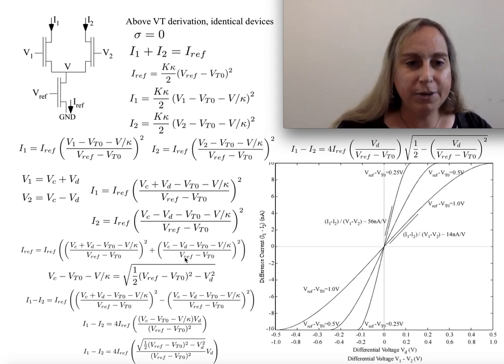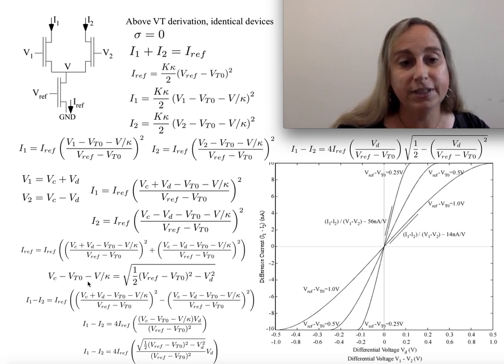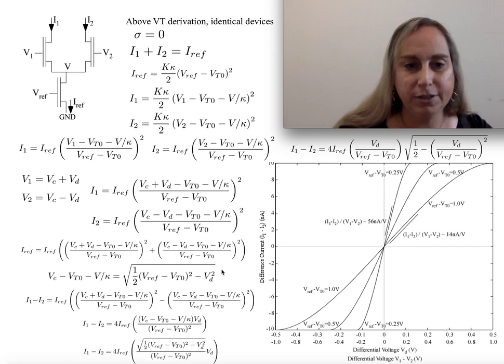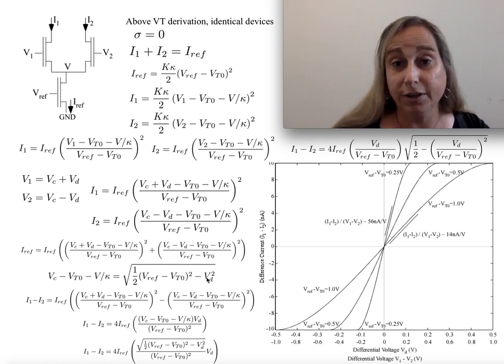I can take that expression and eventually solve for the common part, the Vc minus Vt0 minus V over kappa, and that gives me this term here. And you can see the Vref minus Vt0 squared. You can also see the minus Vd squared. And that kind of gives us a sense.